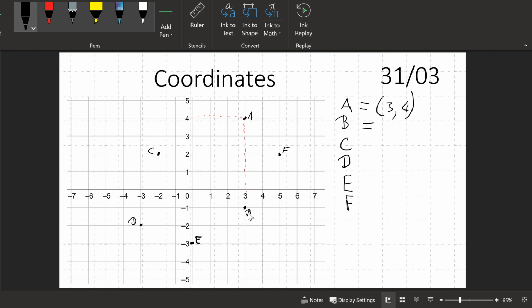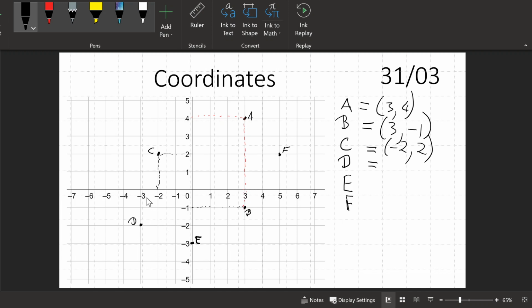Now B is not in the first, second, or third quadrant. It's in the fourth quadrant. And we'll still see that the X value is 3, right? And the Y value is -1. Again, we do X value first, Y value second. Let's look at C here. Again, X value first, Y value second. So X value first, -2, Y value second, 2. Okay, so it is in the second quadrant, so negative then positive.